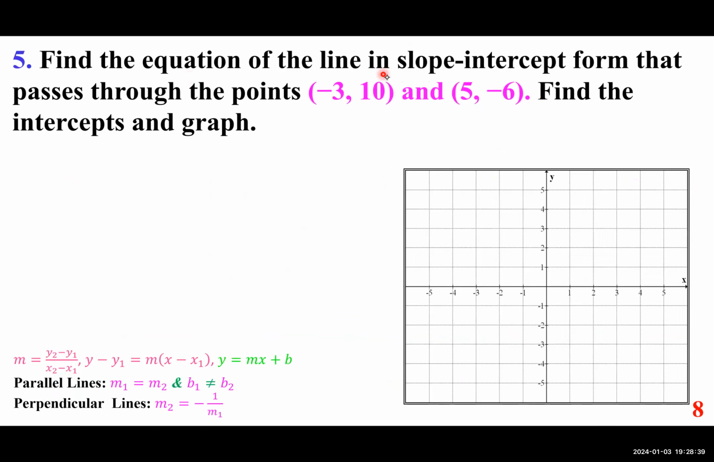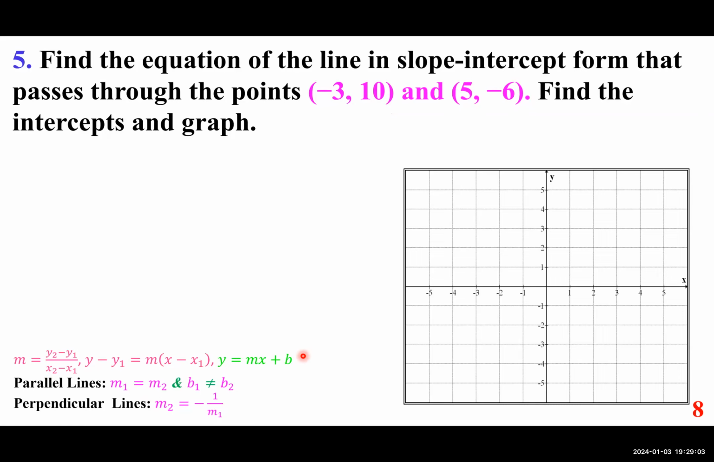Find the equation of a line in slope-intercept form that passes through these 2 points, (-3, 10) and (5, -6). Find the intercepts and graph. And I'm reminding you of everything we discussed: finding the slope, different versions of lines, and parallel lines versus perpendicular lines.